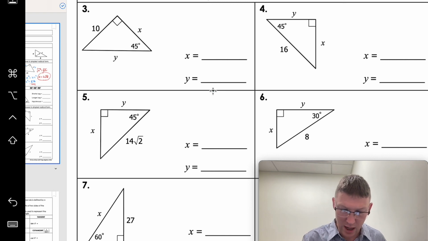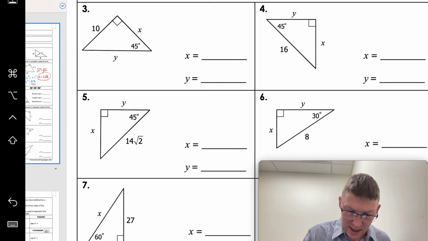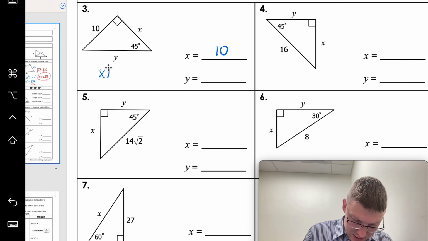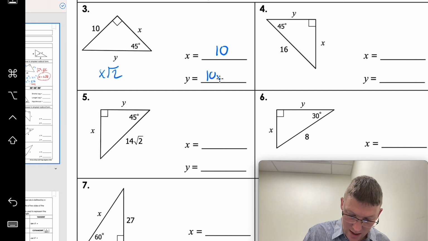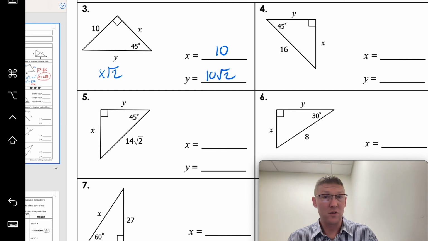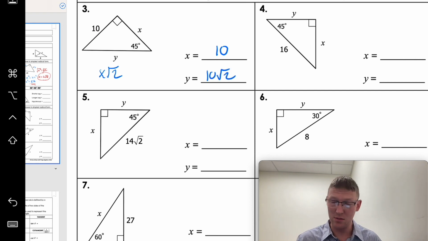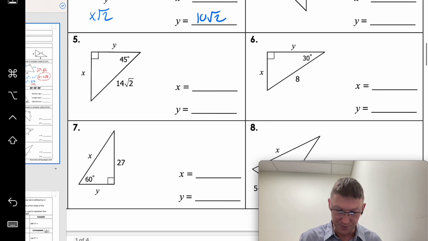So using that pattern, that relationship, if we just go down this left side, it's not terrible. If we're looking at number 3, I see that this side is 10, and because I know it's a 45, 45 triangle, this side is equal to that side. So I can tell you that my x is 10 right off the bat. And my y, remember my relationship was x square root of 2. In this case, my x is 10, so my y is going to be 10 square root of 2. And that's all it takes. Just using that pattern makes our lives a lot easier.